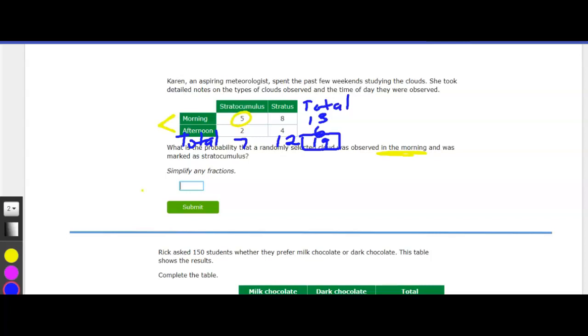In the morning, how many were stratocumulus? So I just need to know out of all of the morning ones. There were 13 morning ones, because if I go all the way over to morning, I only have 13 total. And 5 of them were stratocumulus.